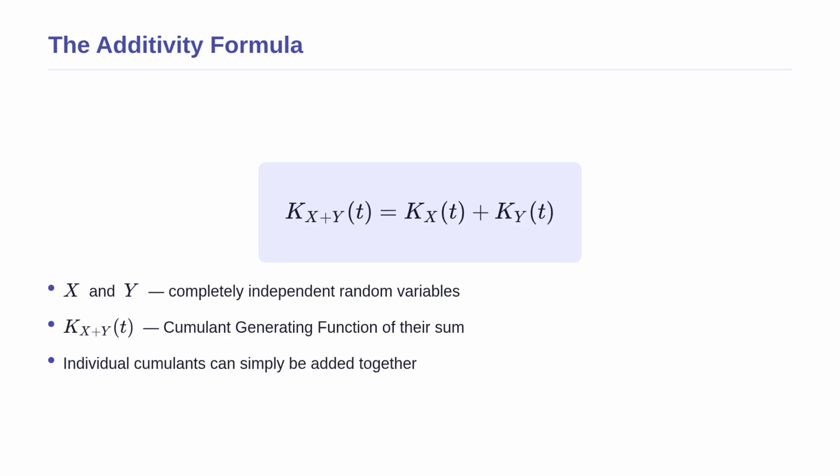The formula states that the cumulant generating function of the sum of two independent random variables, x and y, is exactly equal to the function of x plus the function of y. This means that to find the cumulants of a combined total, you just add the individual cumulants together. The mean of the sum is the sum of the means, and the variance of the sum is the sum of the variances. If the variables are not independent, this simple addition rule does not apply.